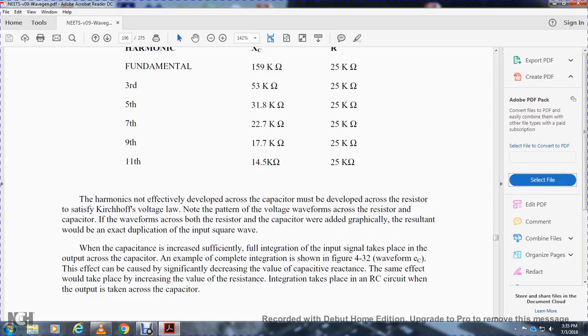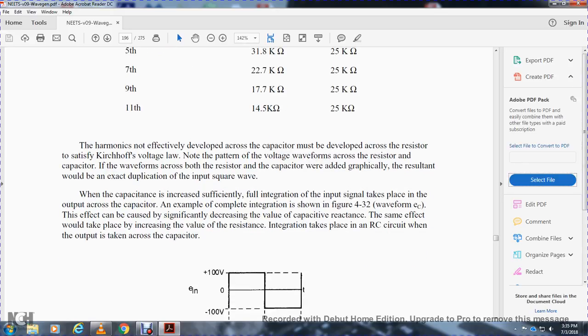Harmonics that are not effectively developed across the capacitor must be developed across the resistor. Kirchhoff's voltage law allows the resistor and capacitor voltage waveforms to be added graphically, and the result would be exactly a duplication of the input square wave. Increasing the capacitance sufficiently increases the integration, so that the input signal is replaced by the output across the capacitor.